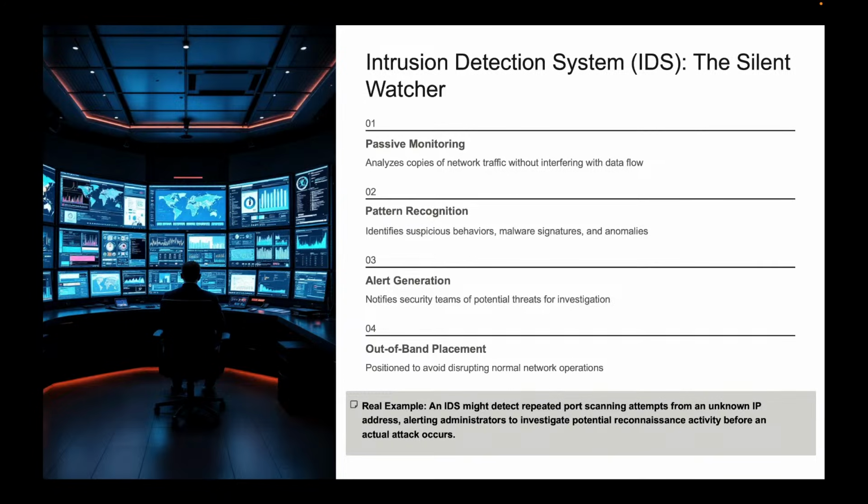So this IDS will sit in the place of out-of-band, and it will be watching the whole process. If something is suspicious or going out of the way, the detection comes into the scene, and they will go and start to detect what has happened.